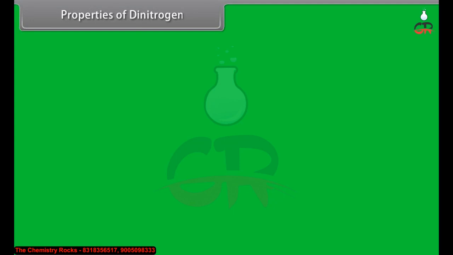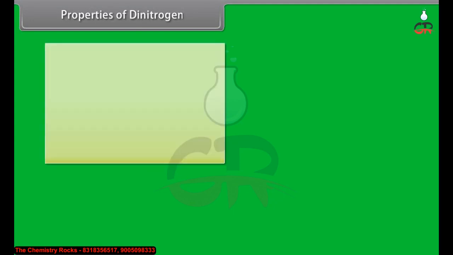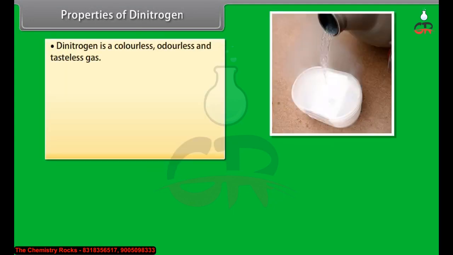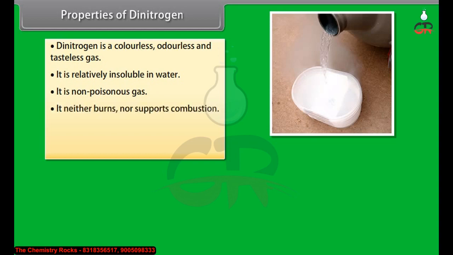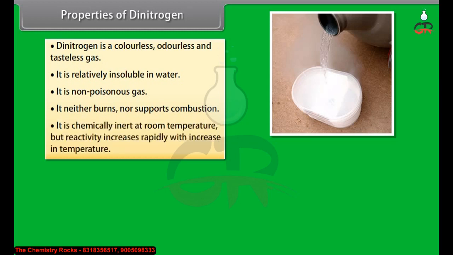Properties of dinitrogen. Dinitrogen is a colorless, odorless and tasteless gas. It is relatively insoluble in water. It is a non-poisonous gas. It neither burns nor supports combustion. It is chemically inert at room temperature, but its reactivity increases rapidly with an increase in temperature.